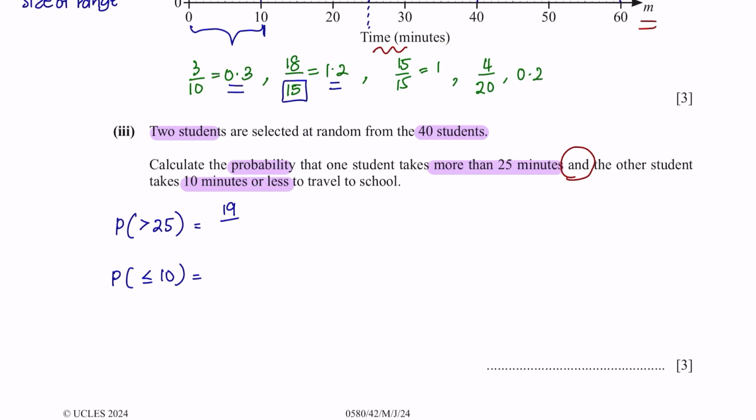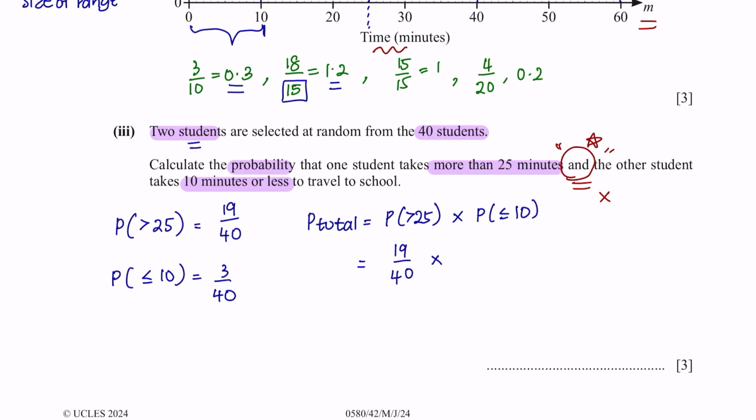So 19 out of 40 for more than 25 minutes and 3 out of 40 for less than equal to 10 minutes. Now 2 students are selected at random, and the keyword here is the word and. In probability, and means we're going to multiply both probabilities. So the total probability here would be the probability more than 25 multiplied with the probability of less than equal to 10 minutes. So that would be 19 over 40.